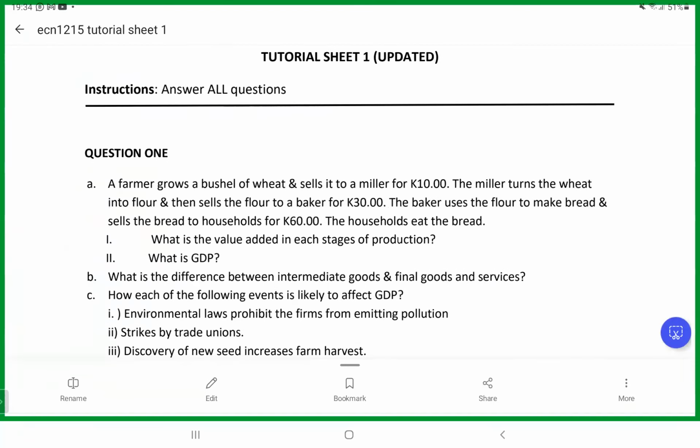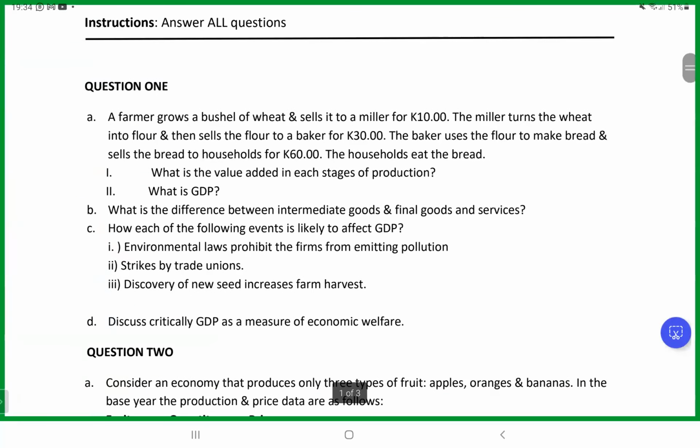So we have answered the first question that says, what is the value added in each stage of production? And what is GDP? So we have answered this question, part 1. Vivian, you can read question number 1B.